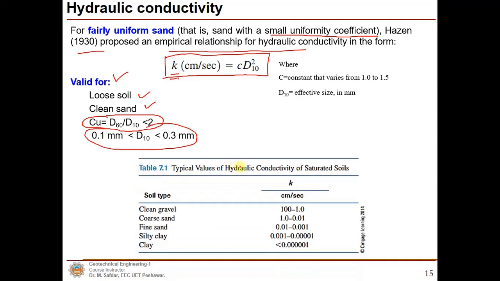There are typical values of hydraulic conductivity of saturated soils. For example, for clean gravel, it will range from 1 to 100 centimeter per second. For fine sand, it will be between 0.001 and 0.01. For clays, you can clearly see that the coefficient of permeability in centimeter per second is less than 0.00001.